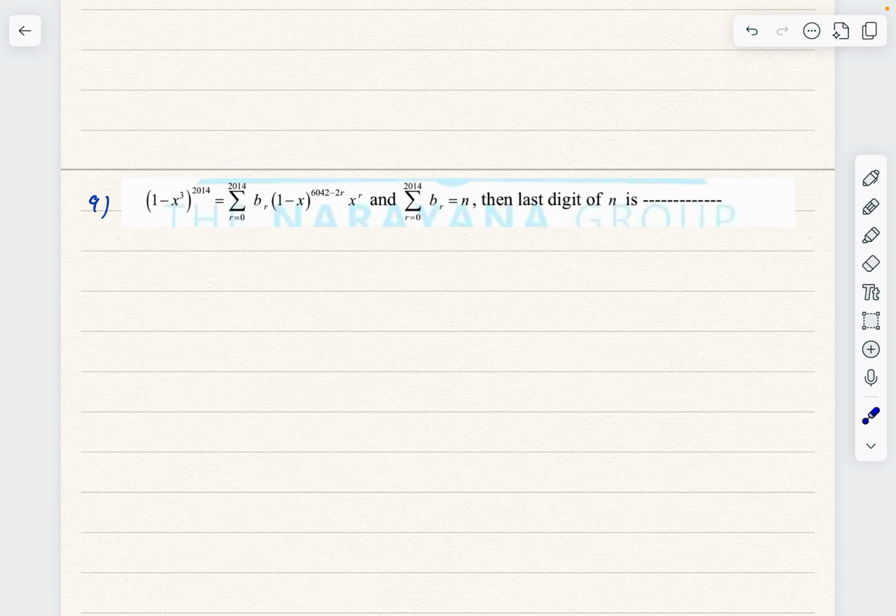This is a very good problem. (1 minus x cube) raised to power 2014 is summation r from 0 to 2014 of br times (1 minus x power 6042 minus 2r) into x power r. They're asking summation r from 0 to 2014 of br is equal to n, and the last digit of n is. You can pause and give it a try.